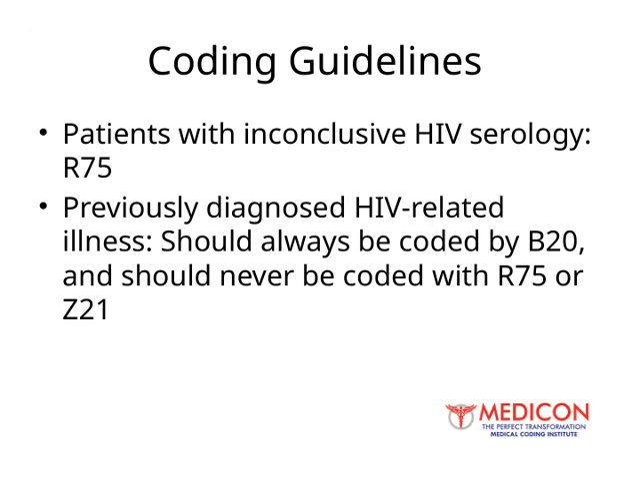It's also crucial to remember that in these cases, you should never code with R75 or Z21. Using the correct codes helps ensure accurate documentation and proper tracking of HIV cases. These guidelines are part of the broader effort to improve coding accuracy and patient record clarity, which ties back to our overall theme of precise and consistent documentation in healthcare.